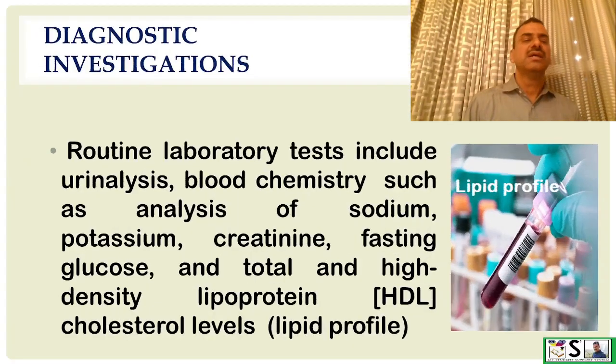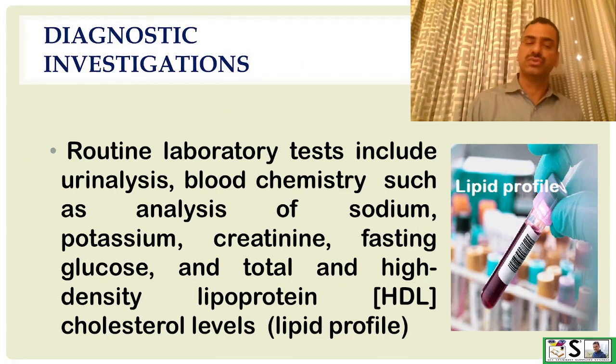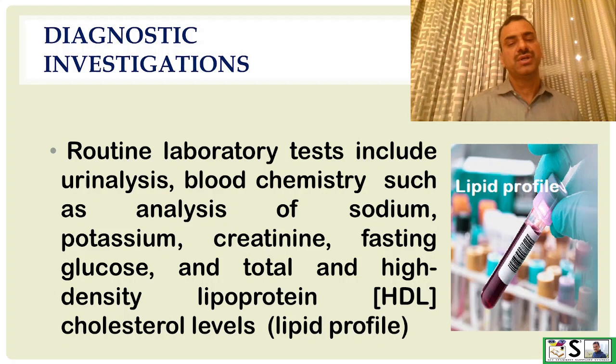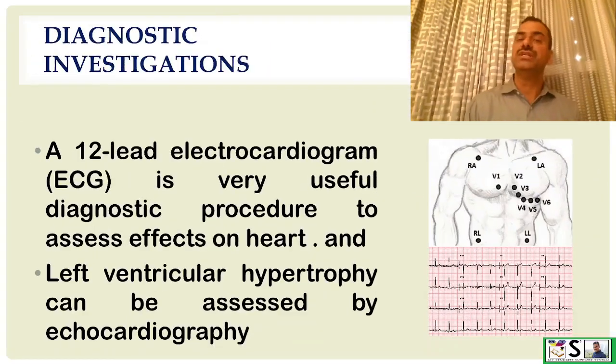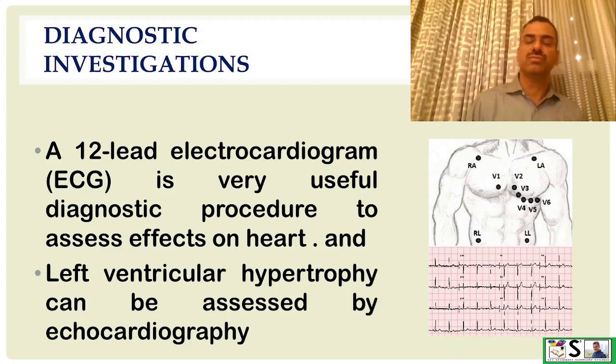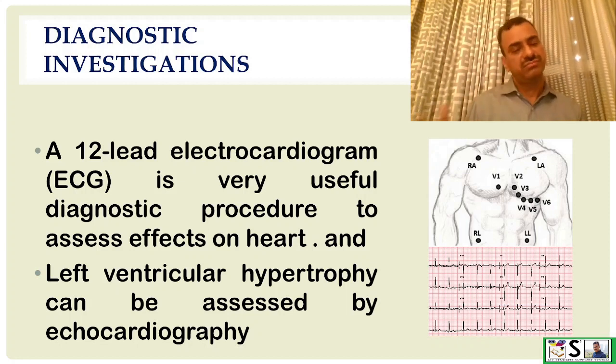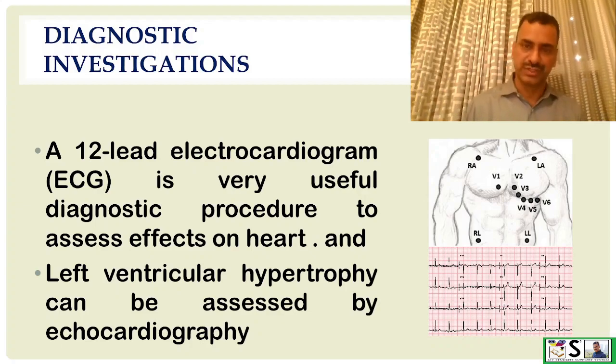Then routine laboratory tests include urinalysis, means urine examination, blood examination such as sodium, potassium, creatinine, fasting glucose, and lipid profile, which includes high density lipoprotein, LDL, cholesterol, triglycerides, etc. Apart from this, a 12 lead ECG is a very important diagnostic tool for hypertension, and to find out the left ventricular hypertrophy, yes, of course, echocardiography is very important.